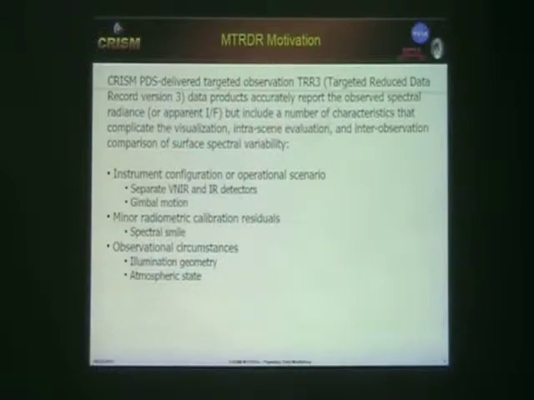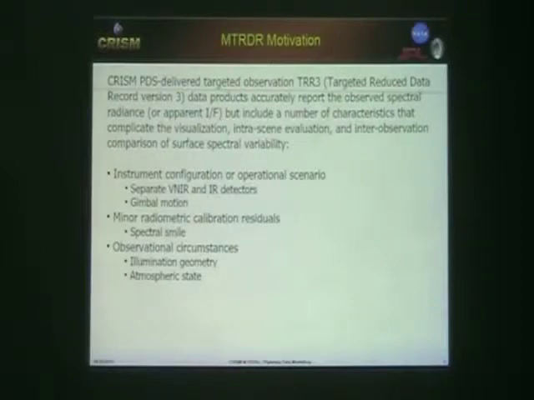So what we currently deliver to the PDS, we'll get back to these products in just a second, we're calling Targeted Reduced Data Records, or TRDRs, which are accurately processed to radiance, or reflectance, RF. But these products include a number of idiosyncrasies. Some are unique to CRISM, some are typical of imaging spectrometers, but all these different characteristics that we're going to visit in just a moment complicate visualizing the information content in the observation, can even complicate comparing the spectrum with the image, and much more comparing observations from different scenes together.